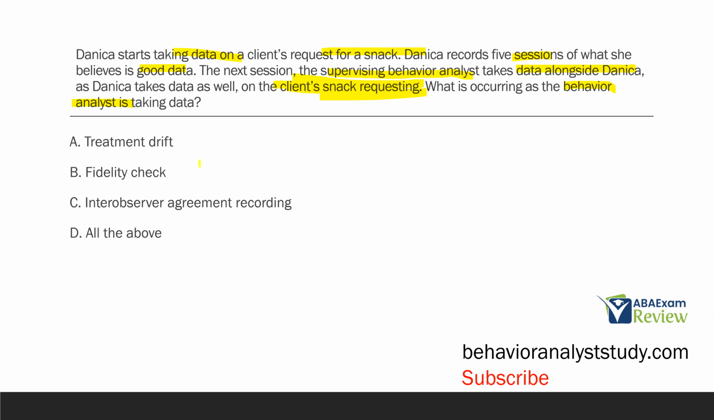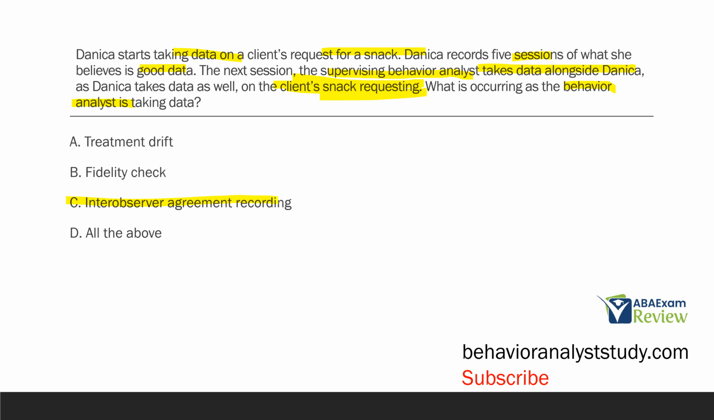Well, a fidelity check would be looking at the implementation of the intervention. We're not looking at the implementation here. The behavior analyst is taking data with Danica as Danica takes data as well. They're not too worried so much about the implementation here. They're worried about the measurement. And so what's occurring is this idea of inter-observer agreement recording.